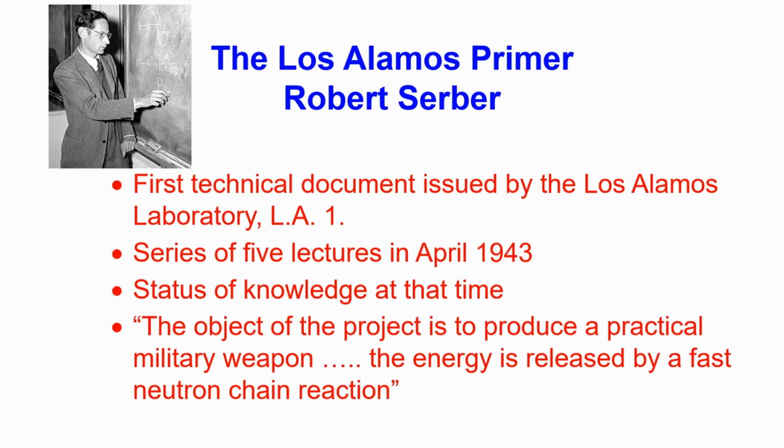And he said the object of the project is to produce a practical military weapon. The energy is released by a fast neutron chain reaction. And he said, obviously we wanted to develop a bomb. Well, as soon as he said the word bomb, Oppenheimer looked around and realized there were a lot of construction workers all around because they were still building the labs and so forth. And he sent a note up to Serber that said, do not use the word bomb, say gadget. And so from then on, everything was called a gadget.